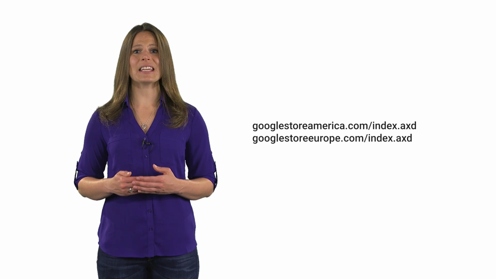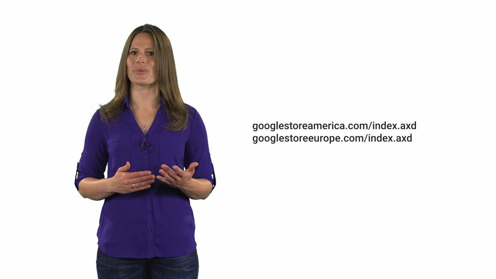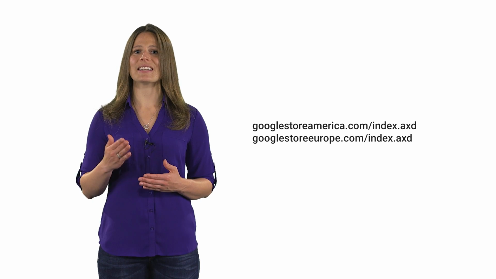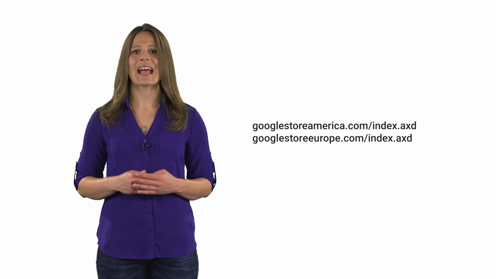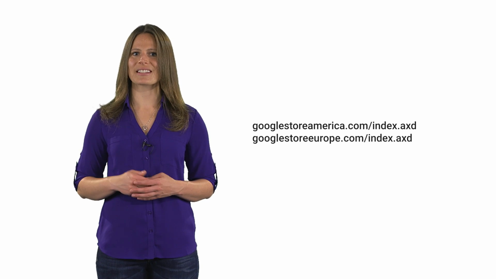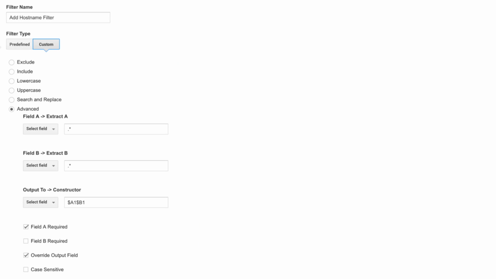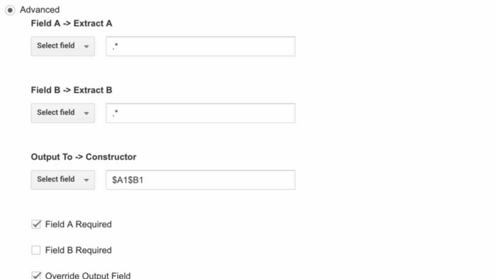For businesses that collect data from multiple domains, it can be hard to distinguish page names in Google Analytics. In the All Pages report, Google Store America /index.axt and Google Store Europe /index.axt will both show up as index.axt. You can use a regular expression to add the hostname in analytics so that you can distinguish between multiple domains. To learn more about regular expressions, please visit the resources at the end of the lesson.